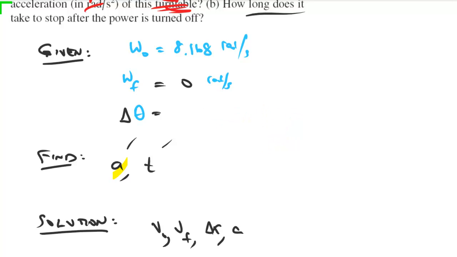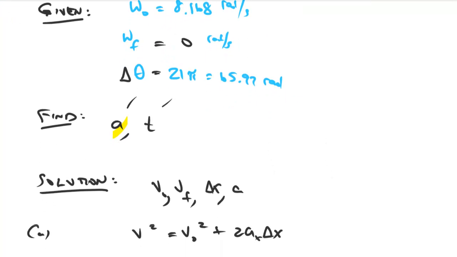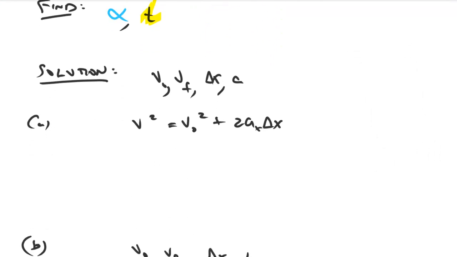So delta theta is 21 pi, 21 times 3.1415. We'll call it, it comes out to about 65.97 radians. That's delta theta. And then instead of finding linear acceleration, we are finding angular acceleration alpha, and time stays t, still t.